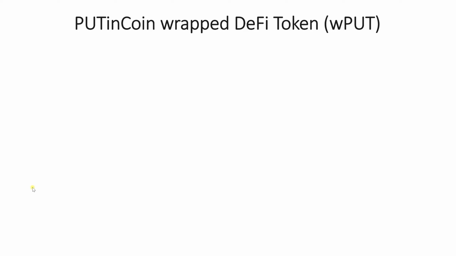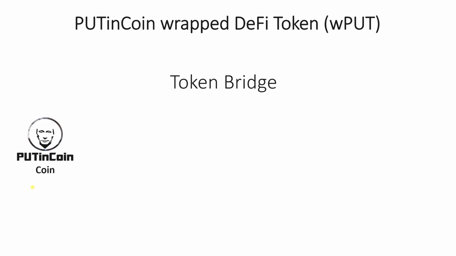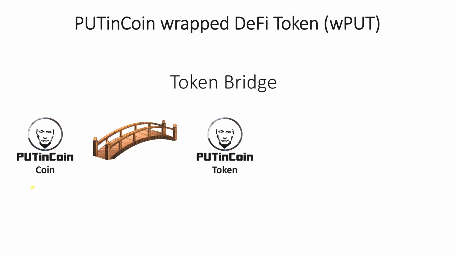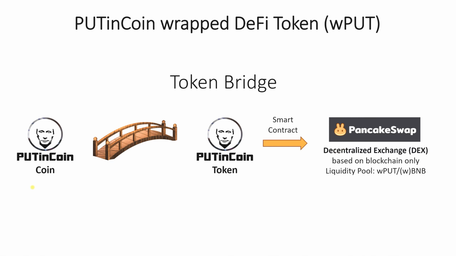If you remember from the previous tutorial, we've got a token bridge where you can swap your real Putincoins into Wrapped Putincoin tokens, or WPUT tokens, and trade them on decentralized exchanges like PancakeSwap. We talked about that and how it works in the previous tutorial. If you don't know it, please watch the previous tutorial first. We are supposing now you have WPUT tokens and have connected yourself to PancakeSwap.